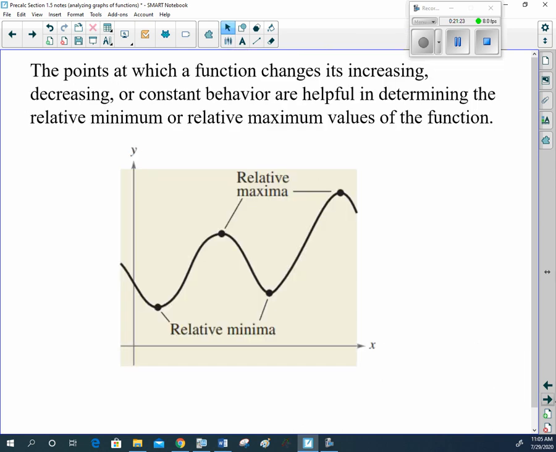Okay, the points at which a function changes its increasing and decreasing or constant behavior are helpful to determining the relative minimum or maximum points. So a graph can have more than one min or one max. So these right here are labeled. This is a max and this is a max. They call them relative max. If you want to know what the absolute max is, the absolute max would be the highest of the two. So this one would also be called absolute max.